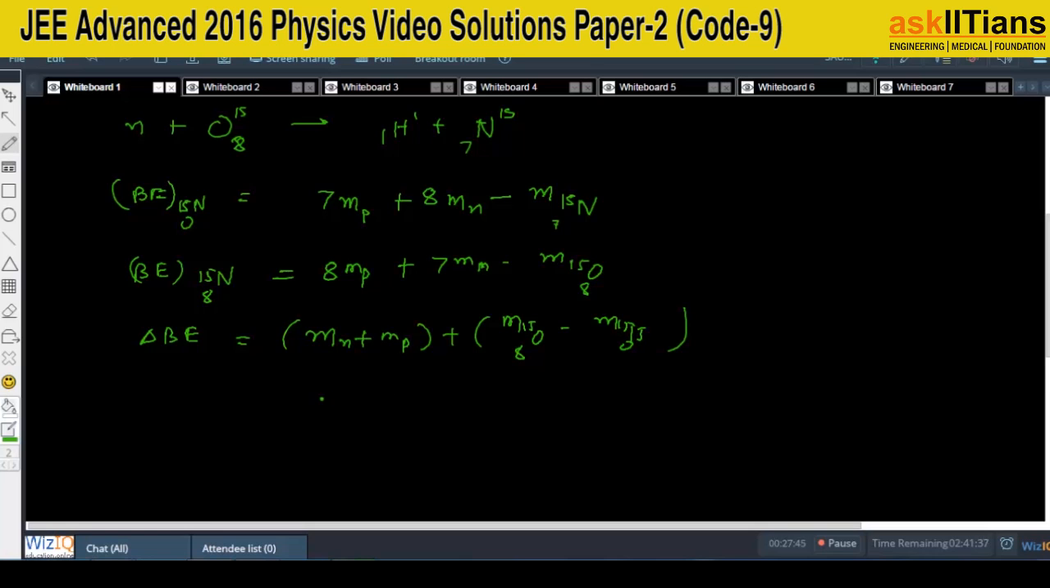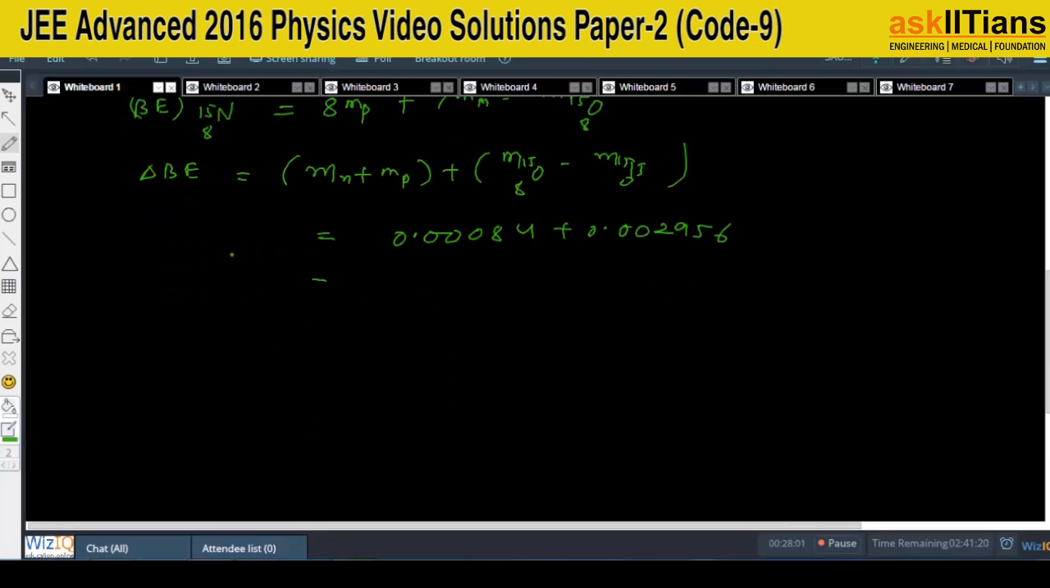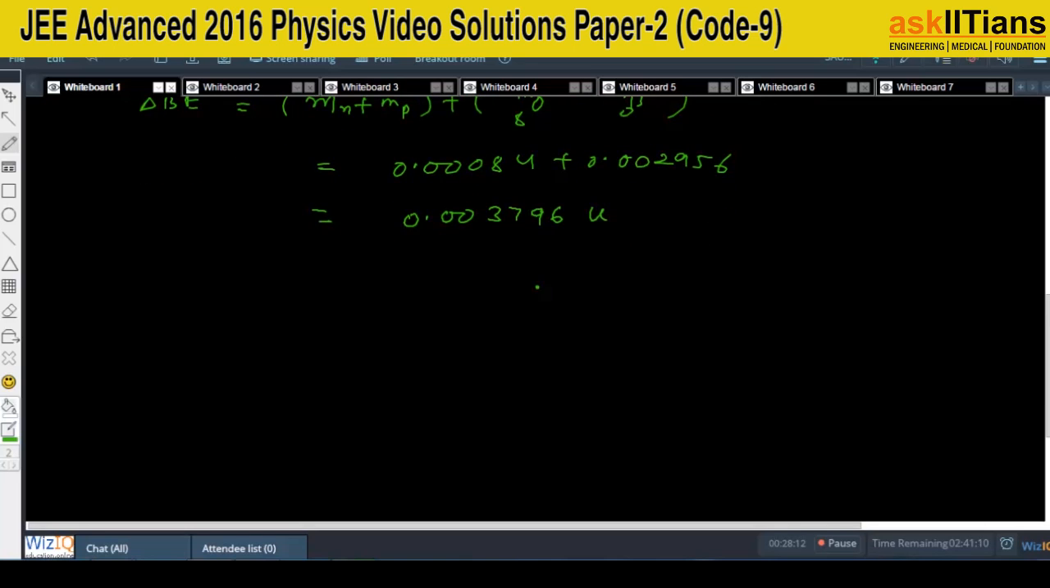On placing the values, finally we get the mass defect as 0.000084 plus 0.002956. Solving this, we get that this quantity is equal to 0.003796 atomic mass unit.